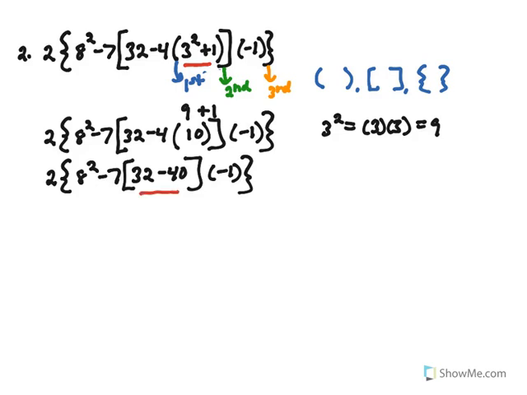So we need to do 32 minus 40, which will give you, okay, 32 minus 40 is negative 8. Okay, you just take the difference. 40 minus 32 is 8, and then keep the negative of the bigger number, which is the 40, so you keep it as negative 8. Okay, notice how everything in the brackets is shrinking.